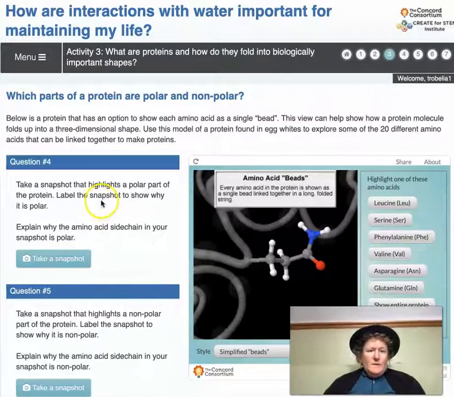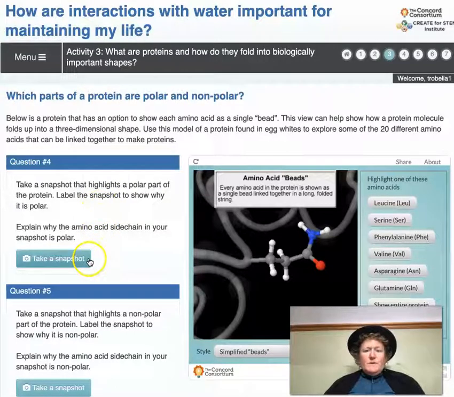It says take a snapshot that highlights a polar part of the protein. Label a snapshot to show why it's polar. Well, this would be a good place to take a snapshot because we know there's an oxygen here, which is electronegative. And we know that the nitrogen also affects electronegativity and creates polar side chains from our last slide, or from page 1.